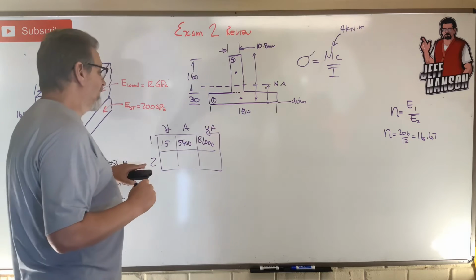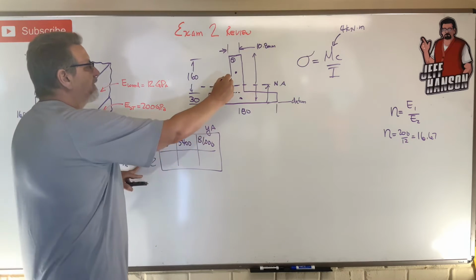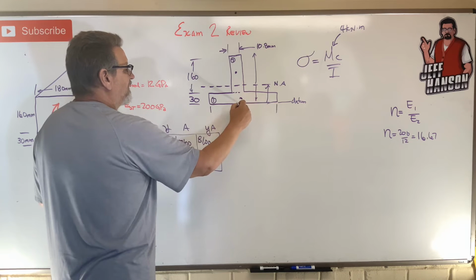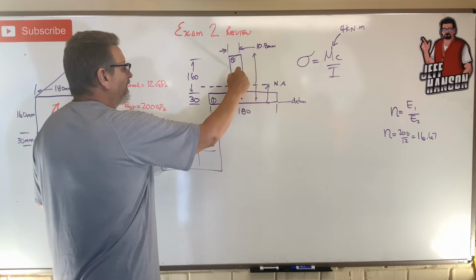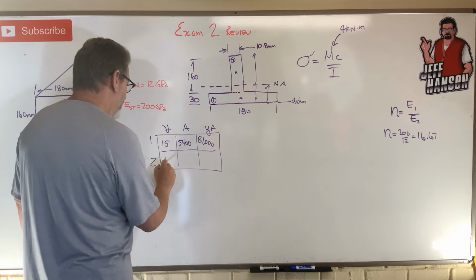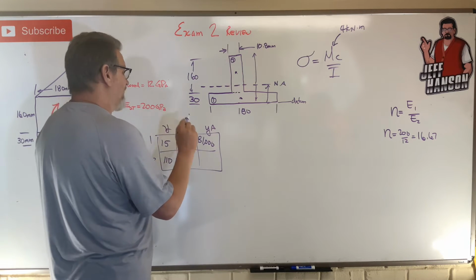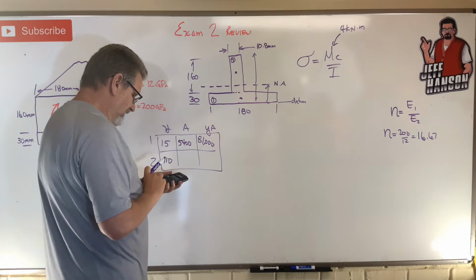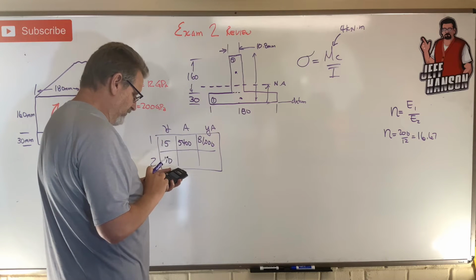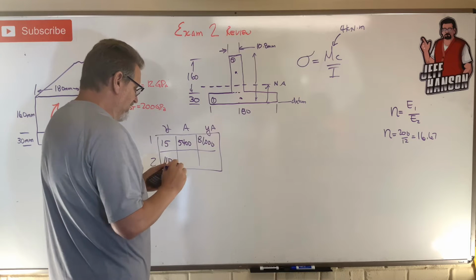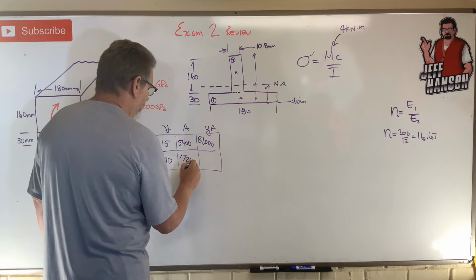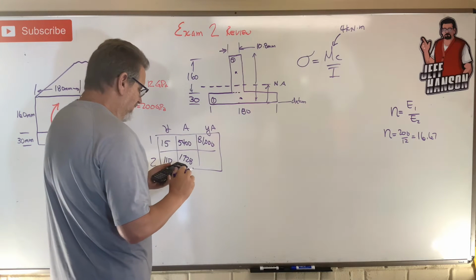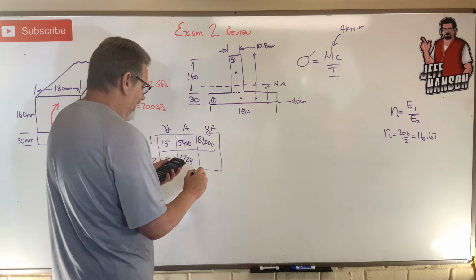Okay, then number 2, where is that one? There it is. It's half of 160, that's 80, but I got to go from the datum. So it's 30 plus another 80, so it's 110. And then the area is 10.8 times 160, 10.8 times 160, 1,728, times 110 is 190,080.